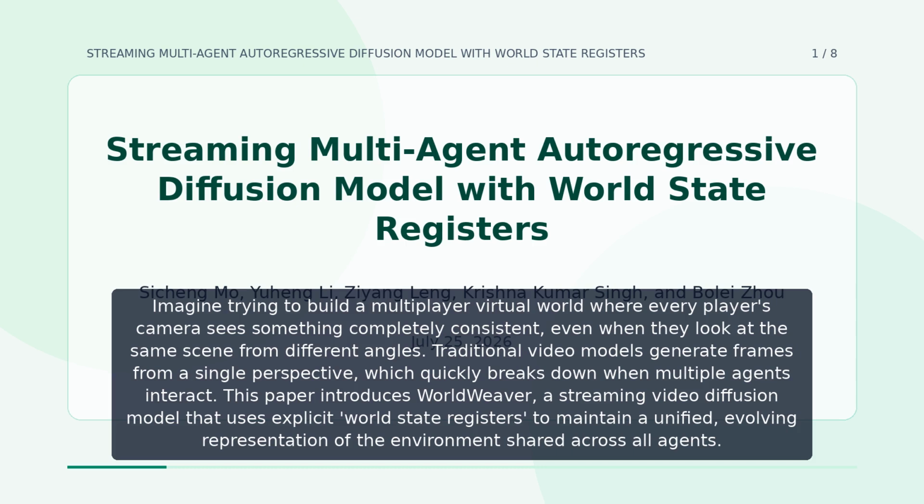Imagine trying to build a multiplayer virtual world where every player's camera sees something completely consistent, even when they look at the same scene from different angles. Traditional video models generate frames from a single perspective, which quickly breaks down when multiple agents interact. This paper introduces WorldWeaver, a streaming video diffusion model that uses explicit world state registers to maintain a unified, evolving representation of the environment shared across all agents.